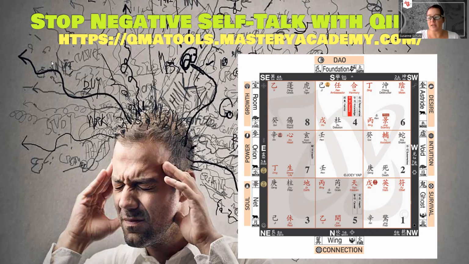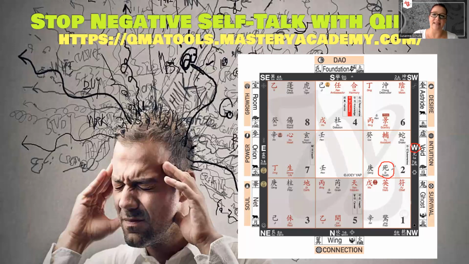And in this particular chart, what we are looking for is the box or the palace that has the death door, because the death door is the one that represents negative self-talk. Now, in this particular chart here, you will see the death door in the West Palace. Now, the doors are always in the lower center of the box. So have a look at where your death door is.